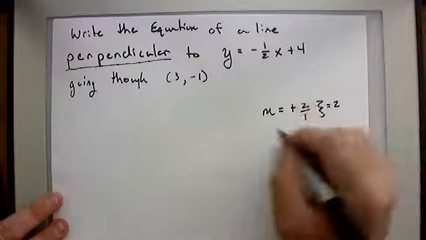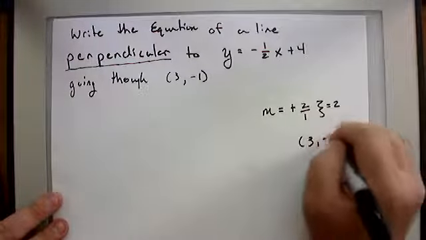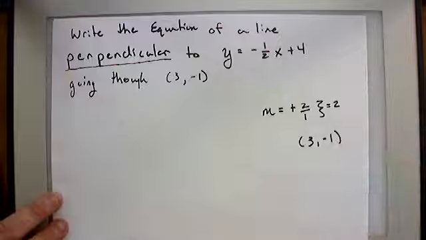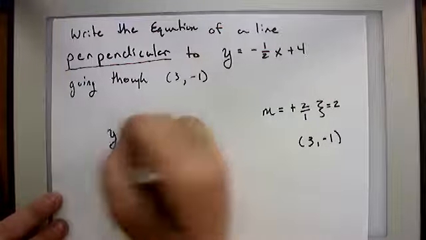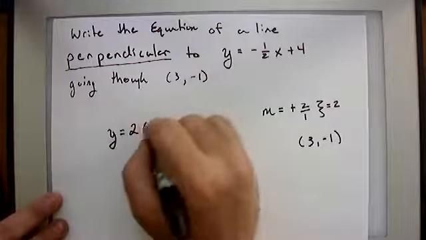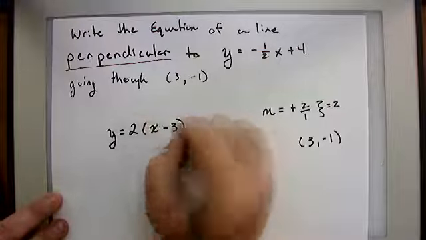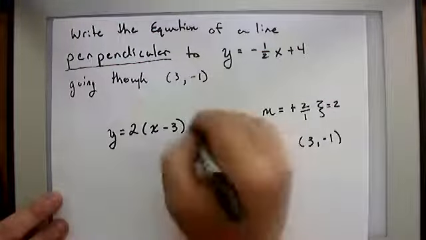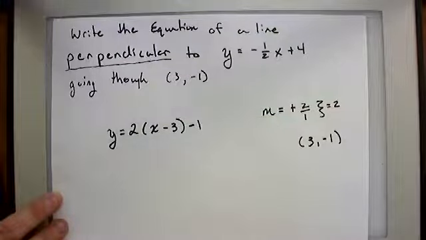So now we got a slope that's 2. We got a (3, -1). Hopefully you know what to do now. Point slope: y equals m, which is 2, times x minus 3. And then our y1 is -1, so just put -1 there, remember? And then we just work it out.